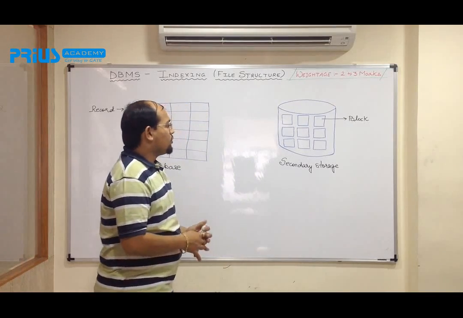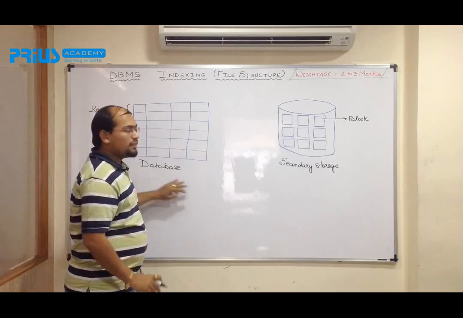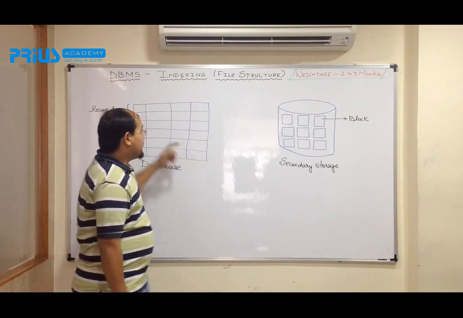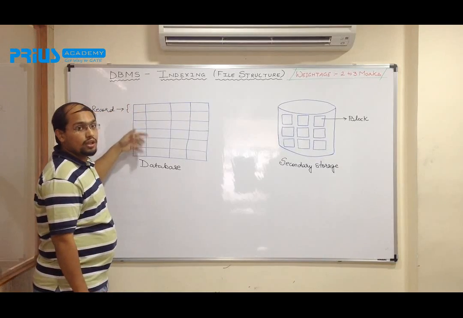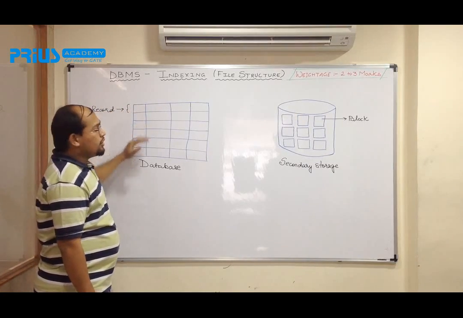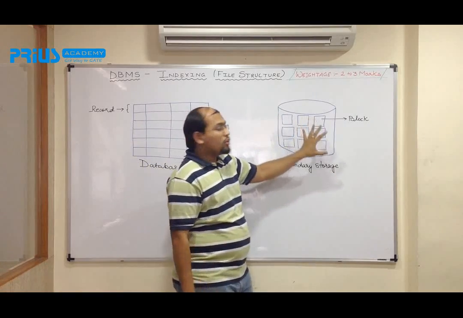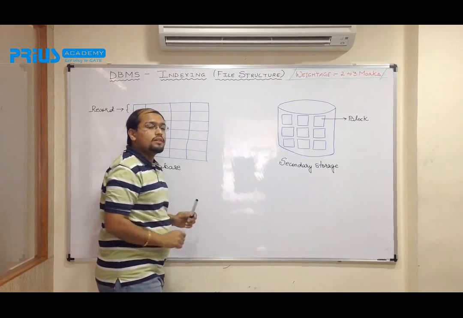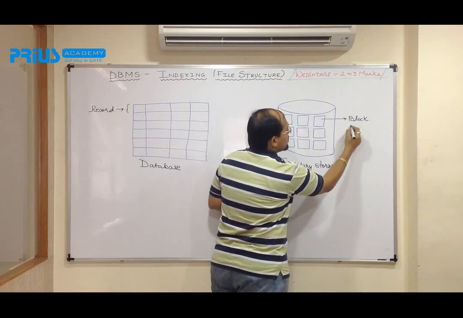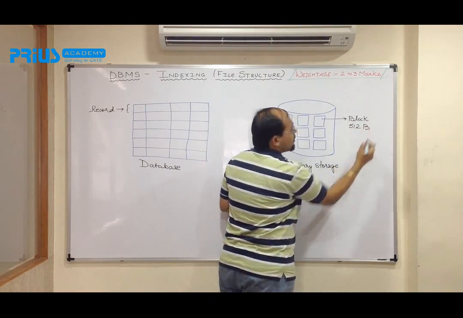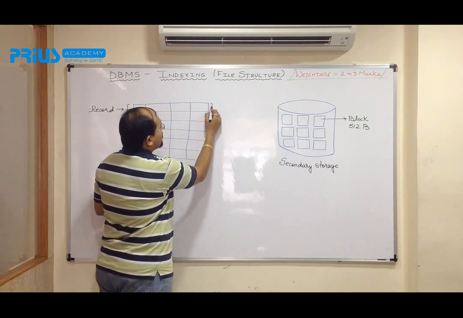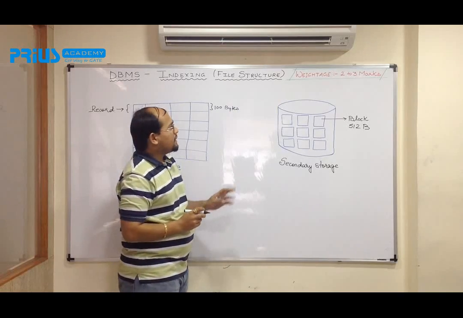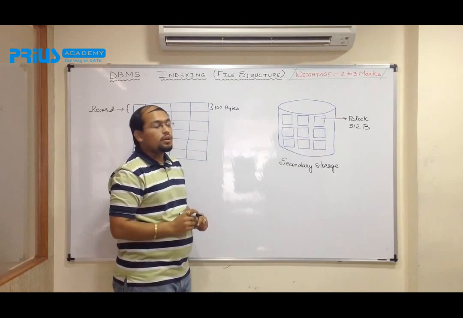So now what we have is a database and a secondary storage. As you all know, a database will be stored in some secondary storage, and the database will have records. A table will be divided into records, and we are assuming the secondary storage to be divided into blocks. Each record will be stored in some block. Assuming your block size is 512 bytes and your record size is 100 bytes, tell me how many records you can store in one block.